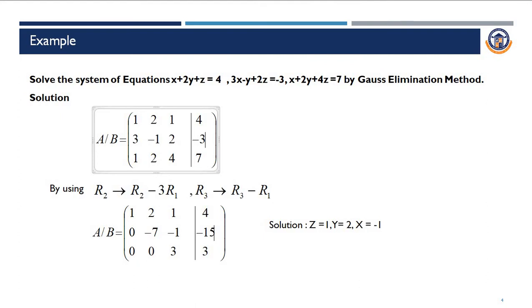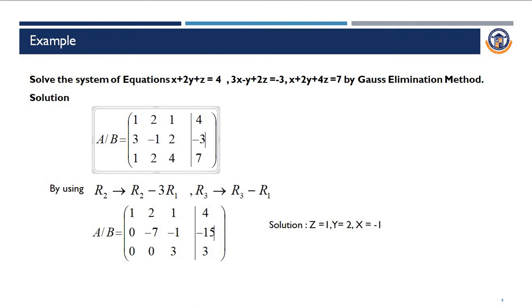R1 is multiplied by 3, so I can subtract and I make this entry a 0. So I have to take it as 3 minus 3, it is 0, minus 1 minus 6, it is minus 7, 2 minus 3, it is nothing but minus 1. Then similarly minus 3 minus 12, it becomes minus 15.